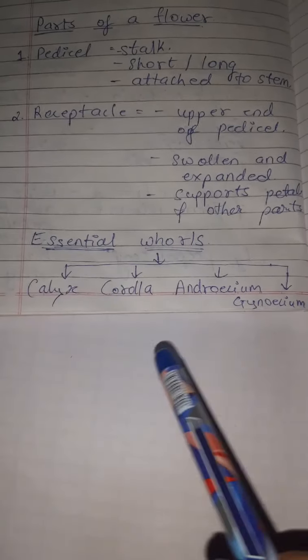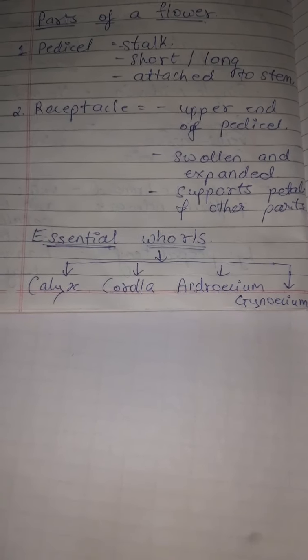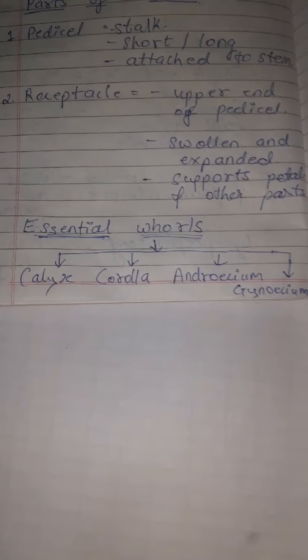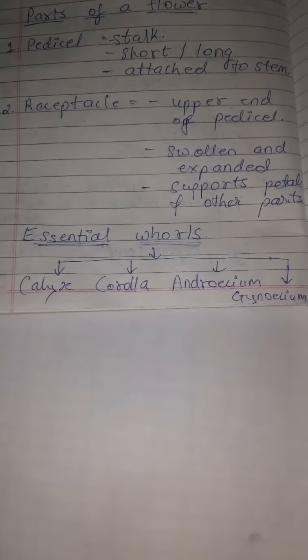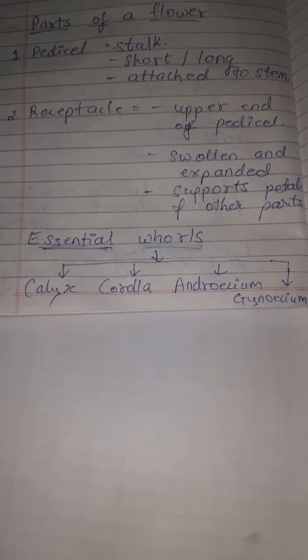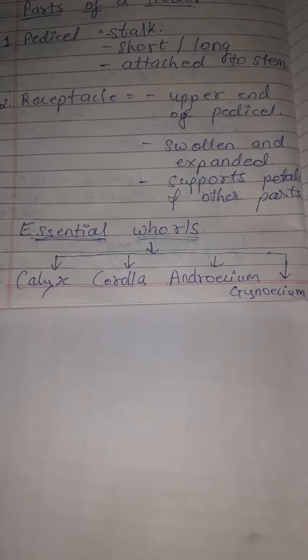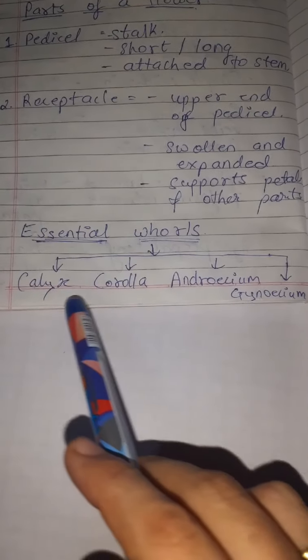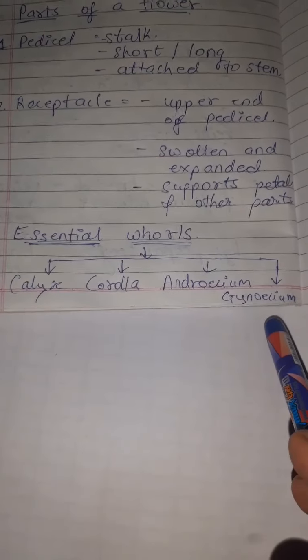Essential whorls, these are parts which are actually responsible for reproduction. So they are called essential whorls. They participate in the process of reproduction in trees. So there are 4 essential whorls in any flower, and these 4 essential whorls are calyx, corolla, androecium and gynoecium.